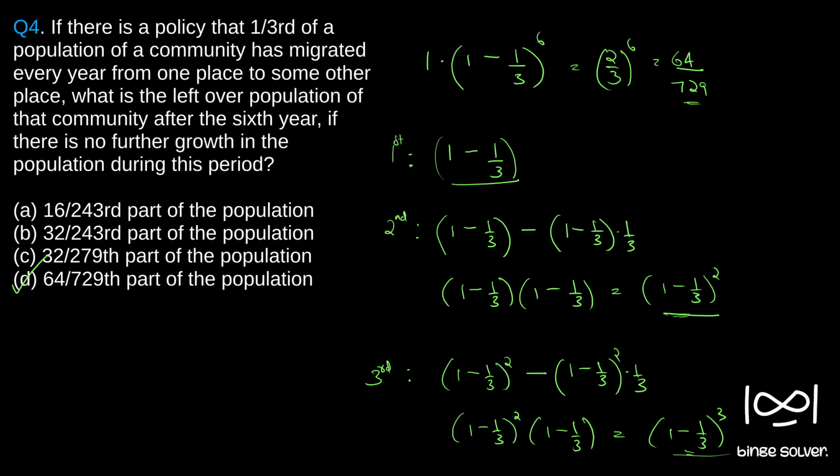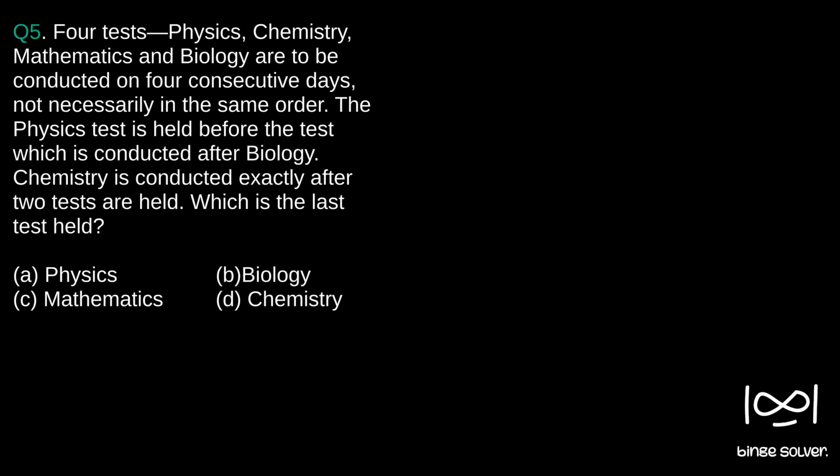Next question, question 5. 4 tests, physics, chemistry, mathematics and biology, are to be conducted on 4 consecutive days, not necessarily in the same order. The physics test is held before the test which is conducted after biology. Chemistry is conducted exactly after 2 tests are held, which is the last test held.